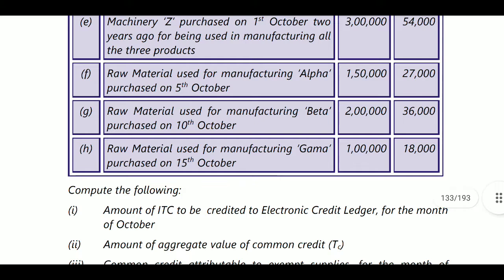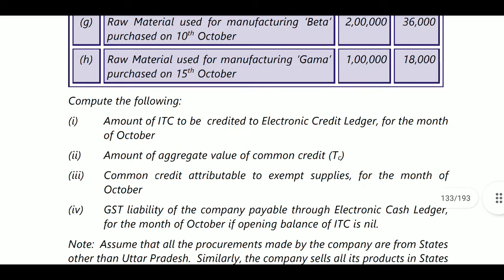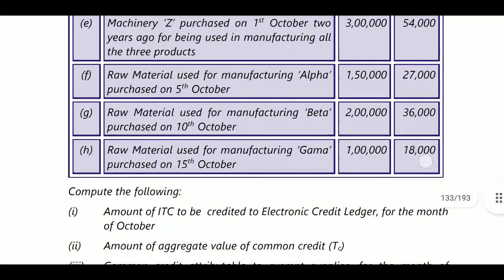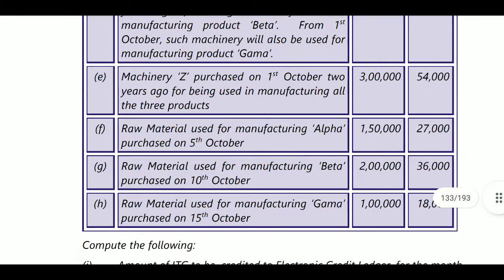Next, 20,000, 27,000 and 18,000 are added. It may become 99,000 for the month of October. This is related to the month of October. It is the aggregate of the total amount for the month of October.